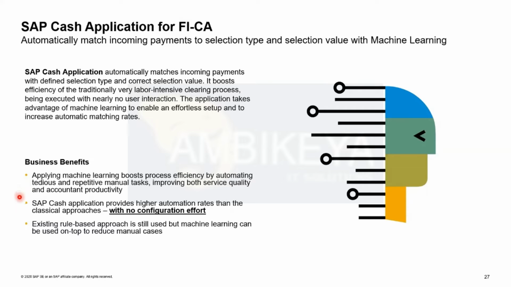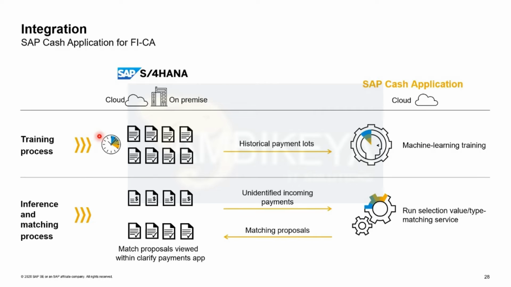Cash application can be used without configuration effort. You simply switch it on, and we use the rule-based approach, like I mentioned already. How does it look like? There's at first the training process, and we learn from historical clearings and historical payment lots. We learn and build a model in the cash application. The cash application is a cloud application, so we pass this information to a cloud and build up this model.